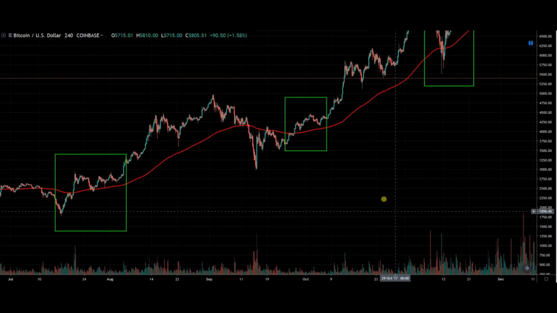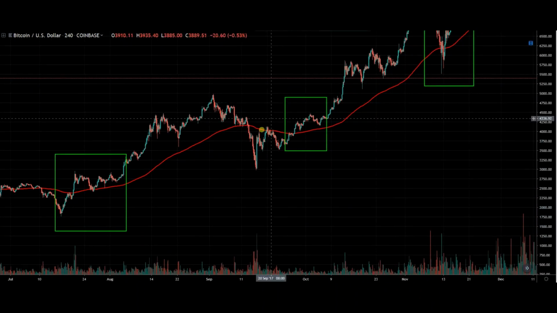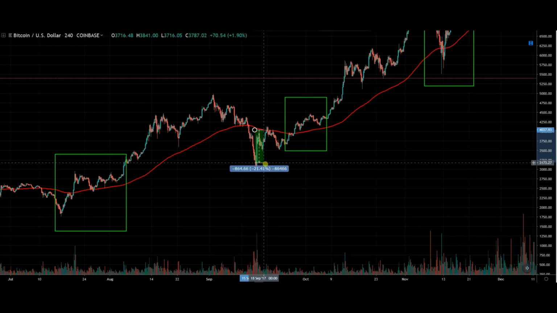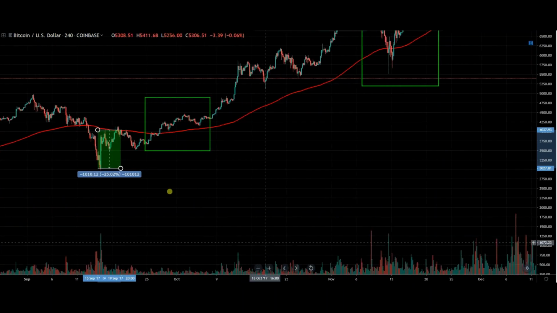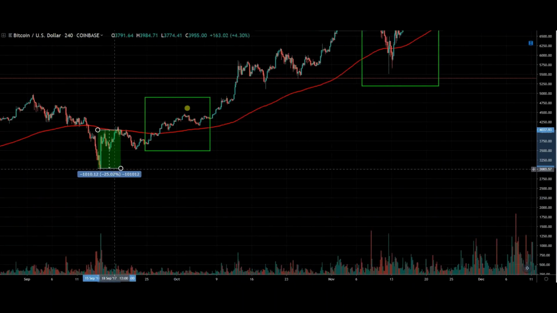We're at the 4,000 level, so that's a decent drop there, guys. Look at this, it's a 23% drop. I know because of the time frame it doesn't look like much, but it's a 25% drop, a huge drop.